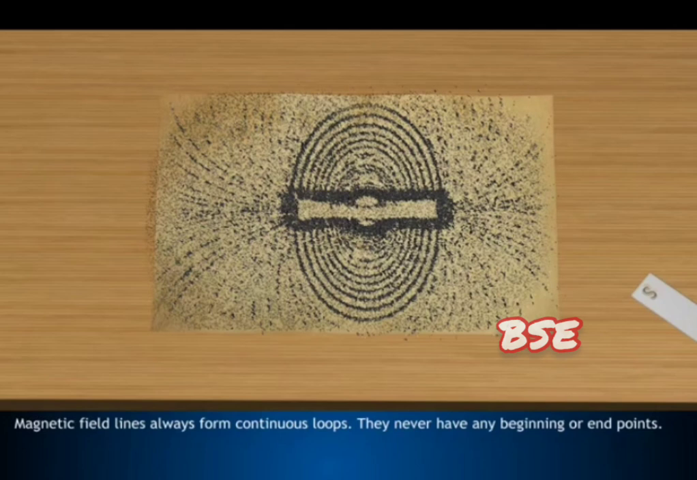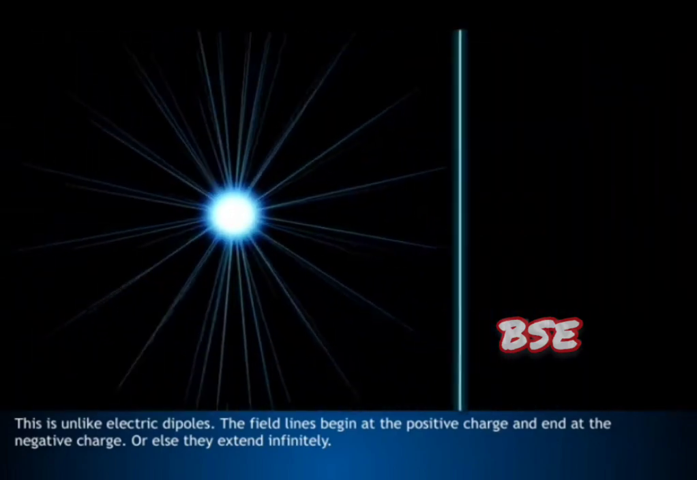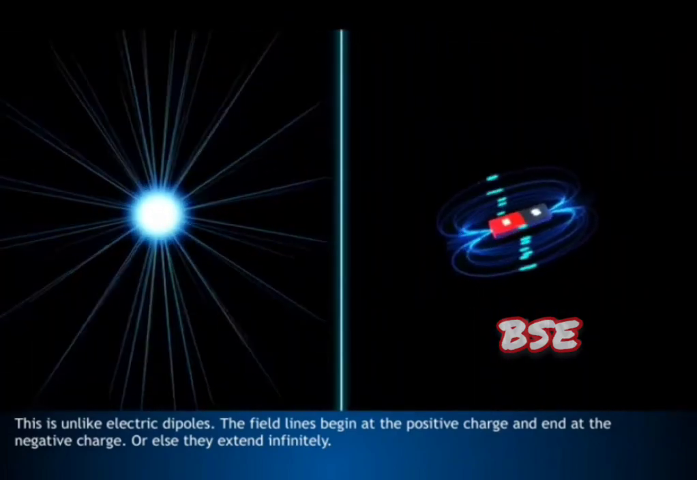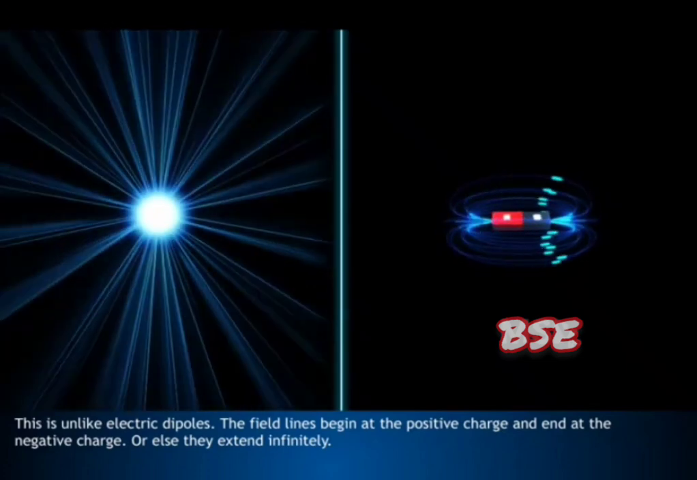Magnetic field lines are continuous in nature. They do not end abruptly. These lines extend from the north pole to the south pole of the magnet. This is very different from electric dipoles. Electric dipoles may extend infinitely into space. Magnetic field lines, on the other hand, must end at a pole.